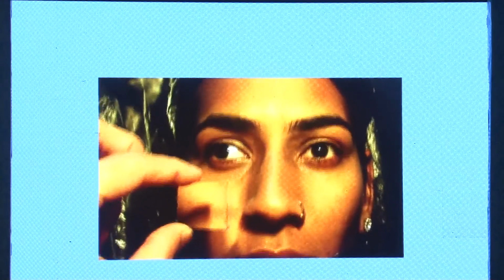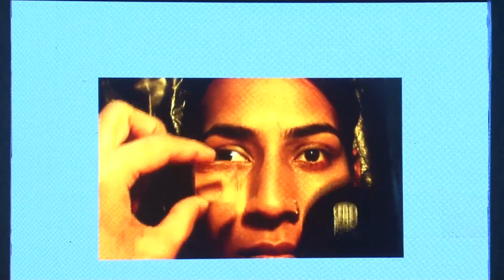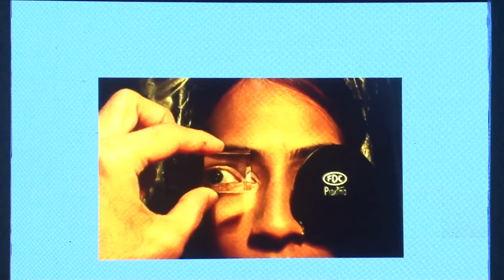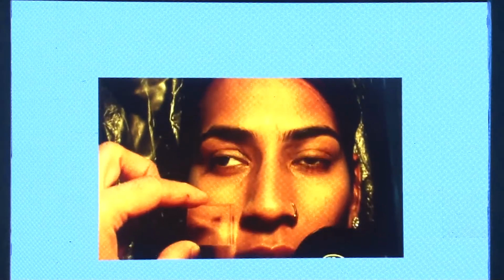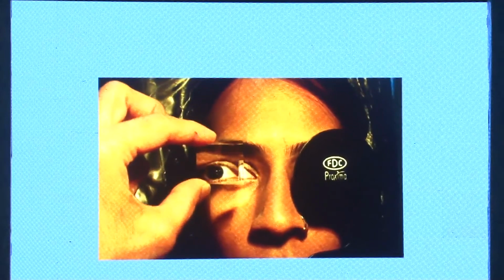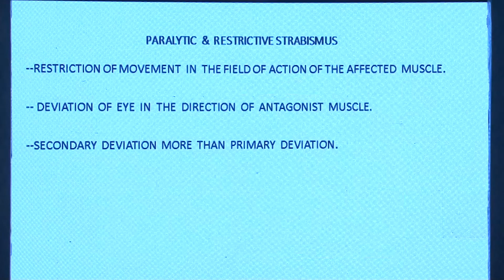Now see, this simultaneous prism cover test is meant to know the whole total amount of phoria plus tropia. So you get the exact measurement of the total amount of strabismus. That is the idea of this.